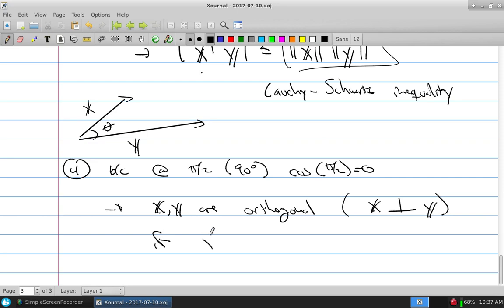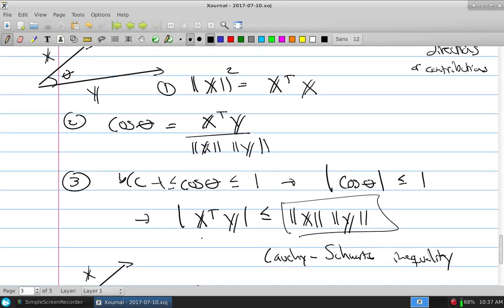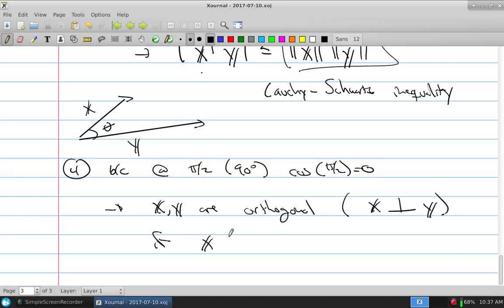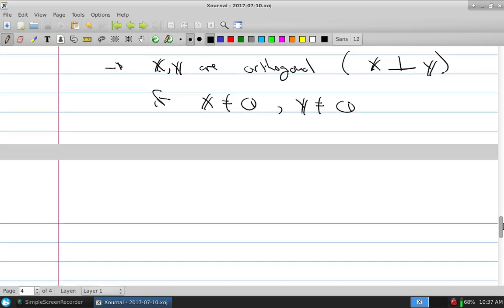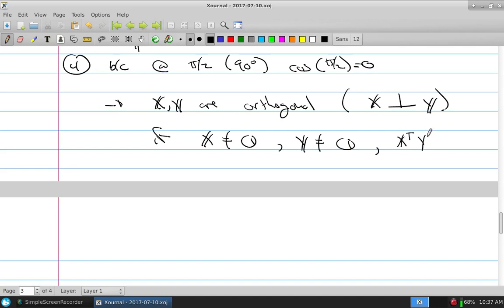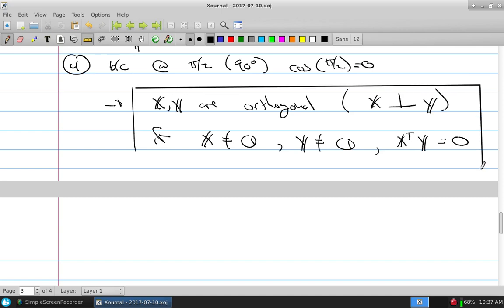If the cosine is 0, go back to this thing here, if that was 0, then the top of the other side had to have been 0, right? Because they actually have lengths, so we need two vectors that are not 0. So two things have to happen. X itself is not the 0 vector, y is not the 0 vector, because 0 vector times anything is 0, so contribution would be 0 on this scalar product. And then x transpose y is 0. If that's true, we use the word orthogonal. So it's a little definition.